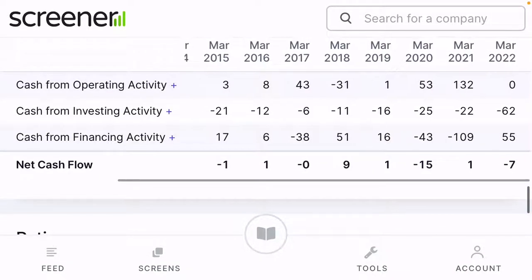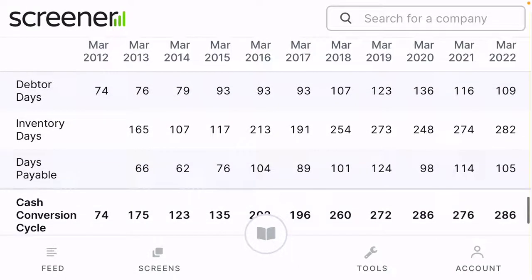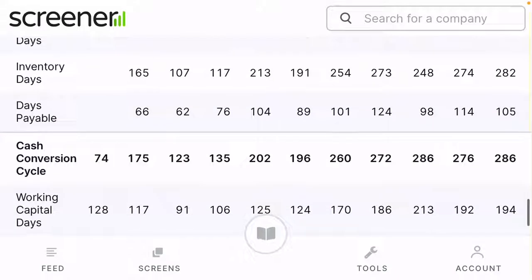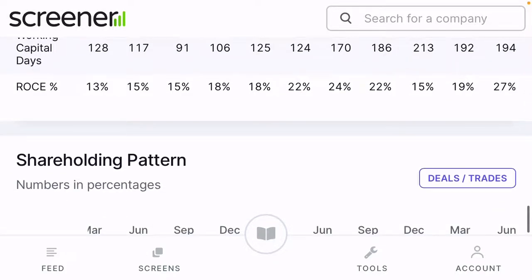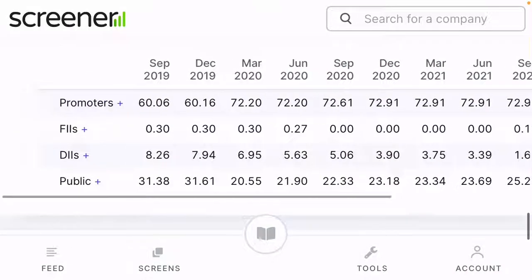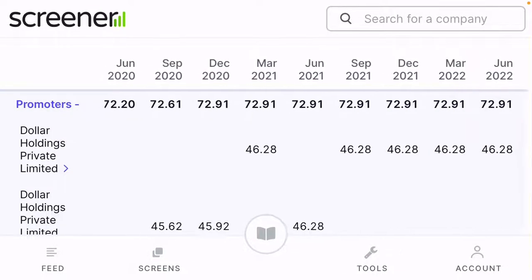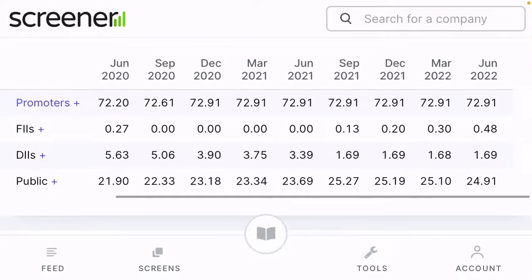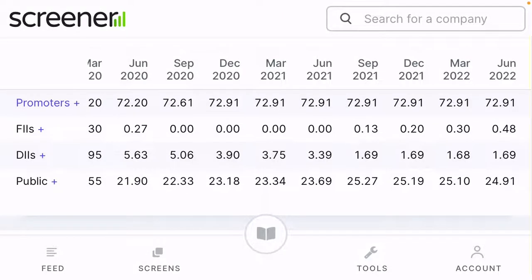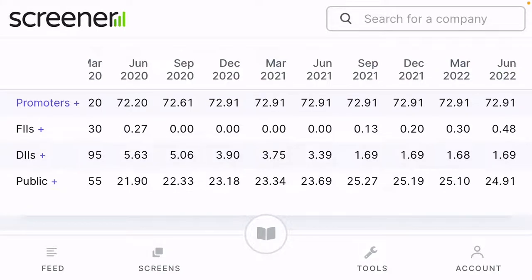And if you talk about the overall cash from operating activity, the company's cash problem is still there. Debtor days also improved, 116 to 119. Inventory days are flat. Days payable flat. Cash conversion flat. Working capital also flat. Overall return on equity and return on capital improved from 9% to 27%. Excellent sign. And one of the positive signs you will see is that the promoters of this company increased their position. Earlier the promoter holding in 2019 was 60%, now improved to 72.91%, which is an excellent improvement. Promoters are showing great faith in the overall fundamentals of this company.